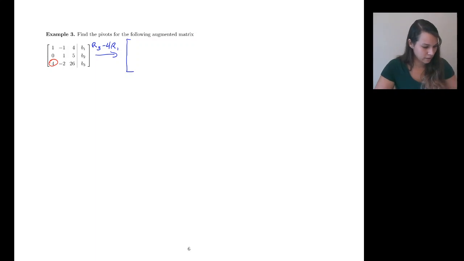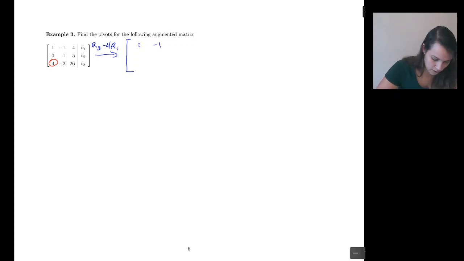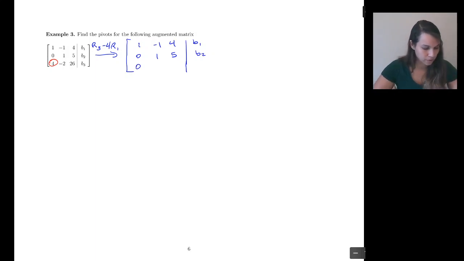And that's going to give me row 1 stays the same. Row 2 stays the same. And then row 3, let's see, 4 minus 4 is 0. And then we're going to have a 2 plus 4, negative 2 plus 4, positive 2. 26 minus 16, and then B3 was there before, and we are subtracting off 4 times B1. There we go.